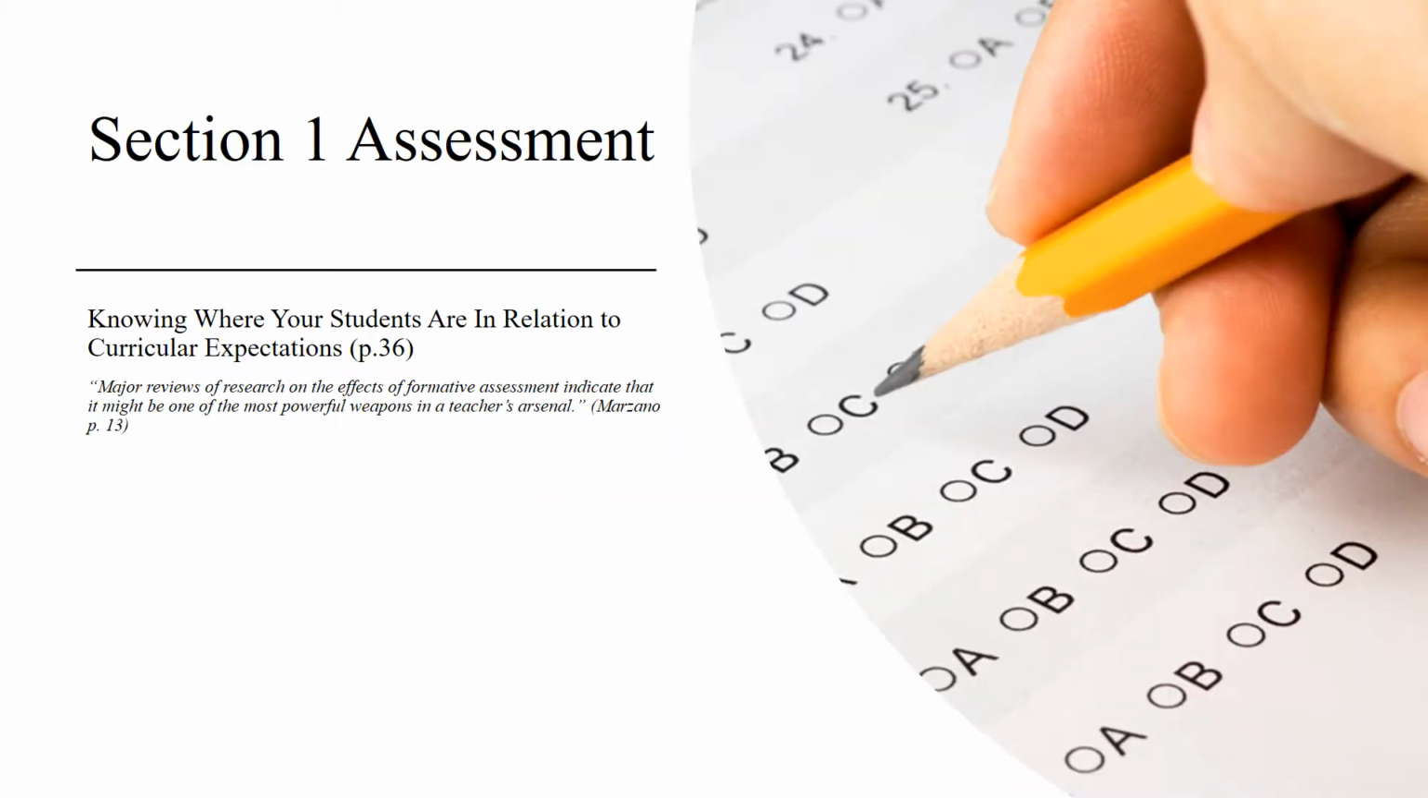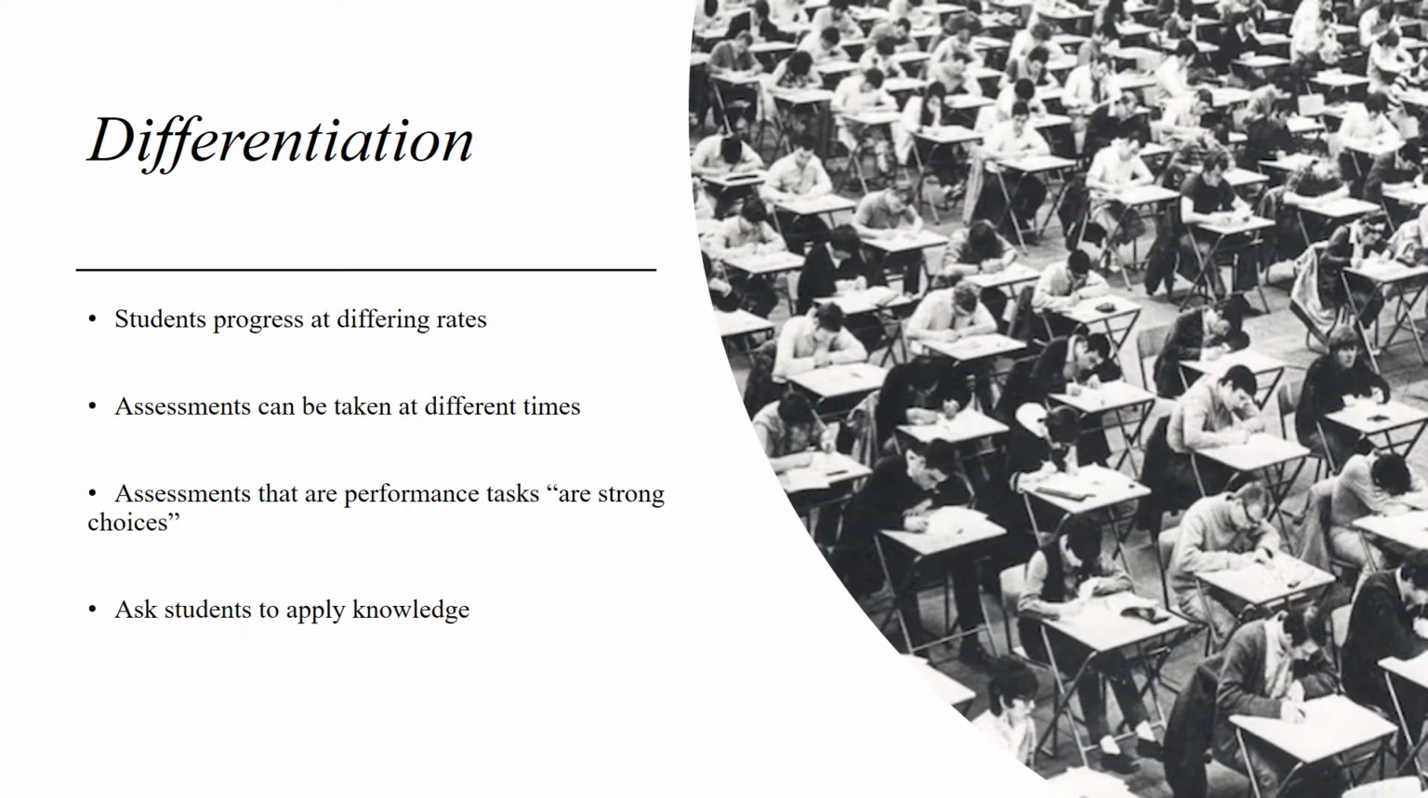Section 1, Assessment, specifically, knowing where your students are in relation to curricular expectations. Differentiation. Because students progress at different rates, it makes sense that assessments should be taken at different times. This is done in order to effectively gauge where each student is on the learning path.